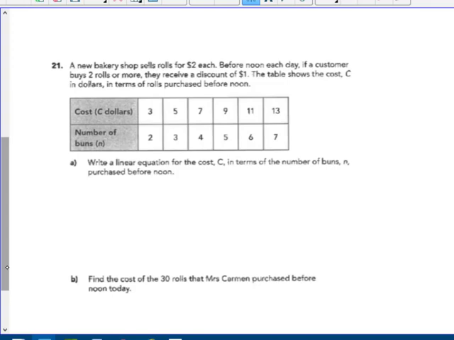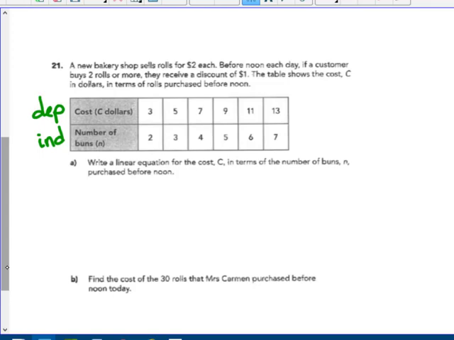So your cost, this is the dependent variable. This would go on the y-axis because how much you pay depends on the number of buns you buy, right? So this is my independent variable, which is opposite the other examples that we've had. The dependent variable is on the top now. My cost depends on how many I buy. That makes sense. Write a linear equation for the cost C.